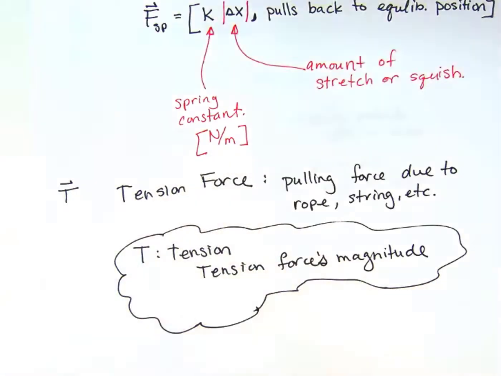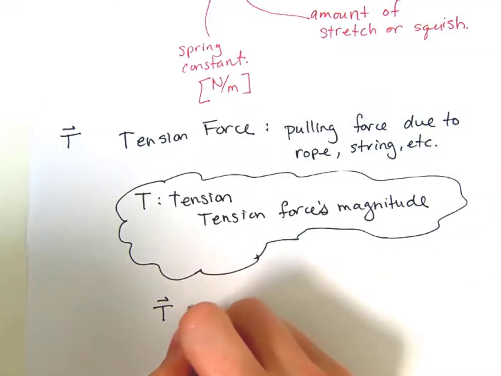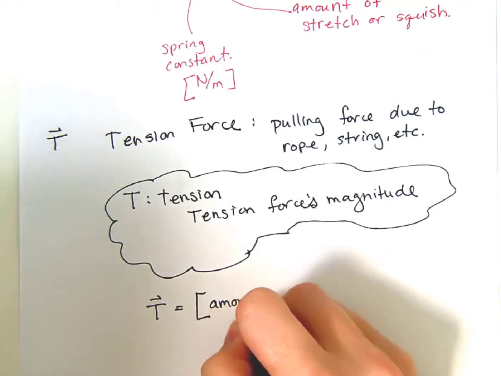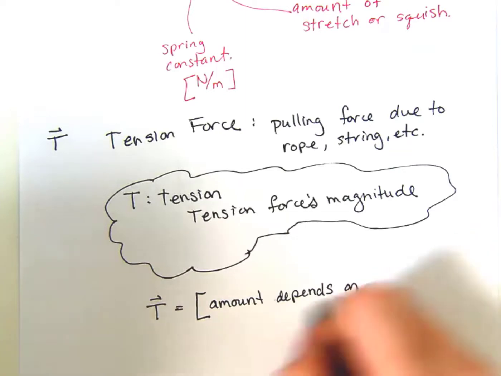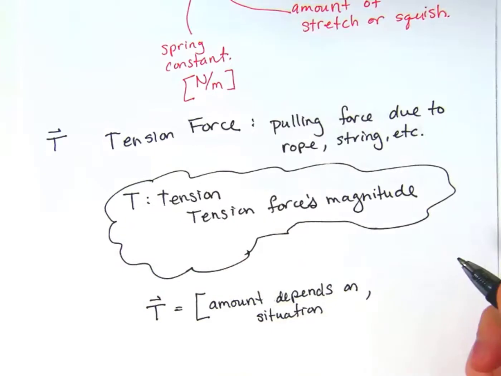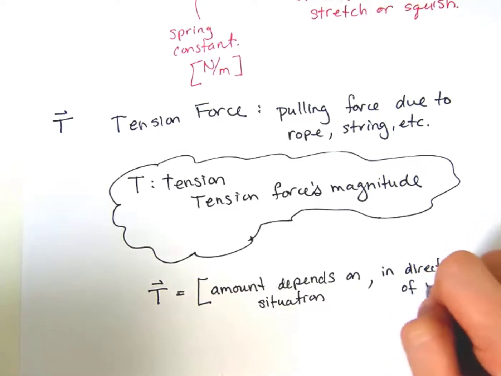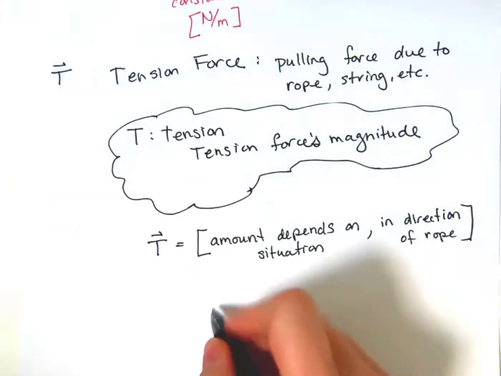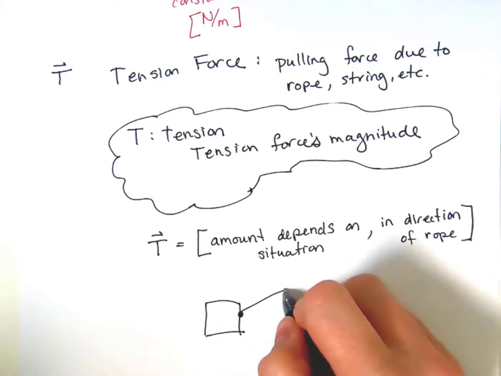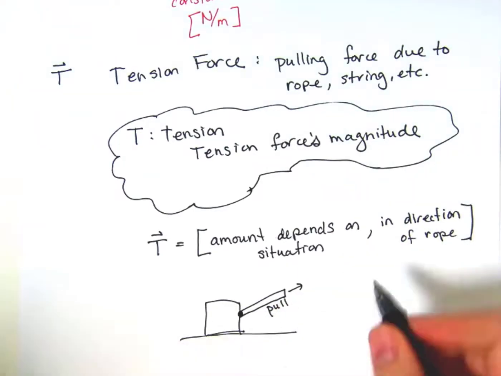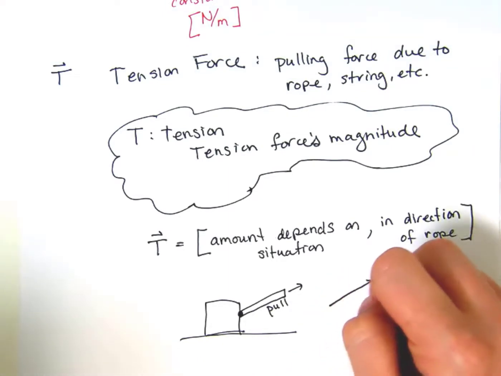All right, so if a question asks you for the tension force, give a direction. If it just asks for the tension, you don't have to give a direction. The tension force would have a certain amount of pull to it, but I can't just give you an equation for it. It really depends on the situation. But the direction of it would always be in the direction of the rope. So if I had a box with a rope tied onto it, pulling on the box, then I would say that the tension force on the box is in that exact same direction.